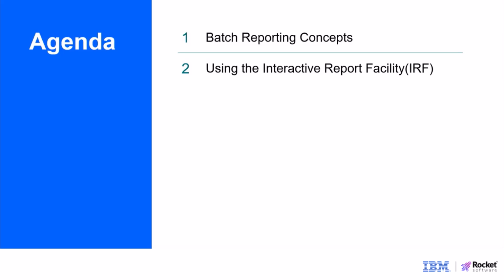So again, our agenda for today is, number one, I'll be talking about the batch reporting concepts available within the OMEGAMON for DB2 batch reporting, as well as using the IRF or interactive report facility. And again, this is a beginner-focused video demo, so this is not going to be an exhaustive overview of all the capabilities that are available within the batch reporting. It is quite an extensive list of the types of options and the type of reports that you can generate with batch reporting. So what I want to do today is focus on getting you started and how to set up some basic reports that you can then move forward with and create more and more custom reports as you see fit.